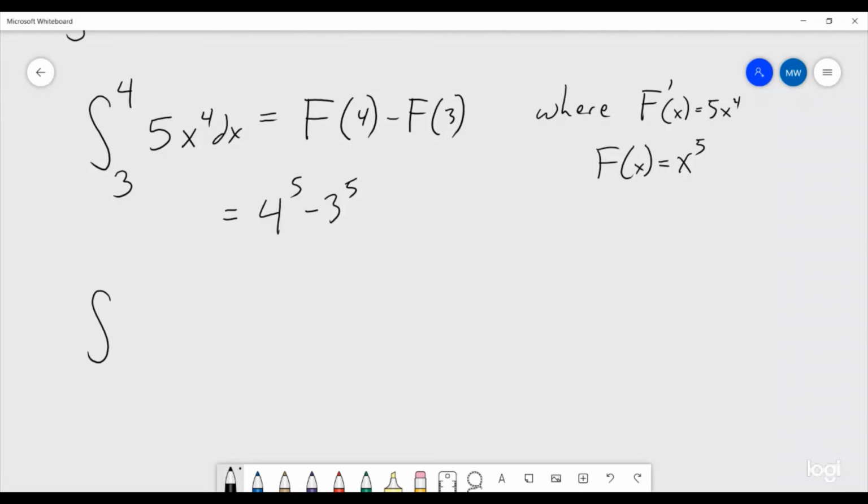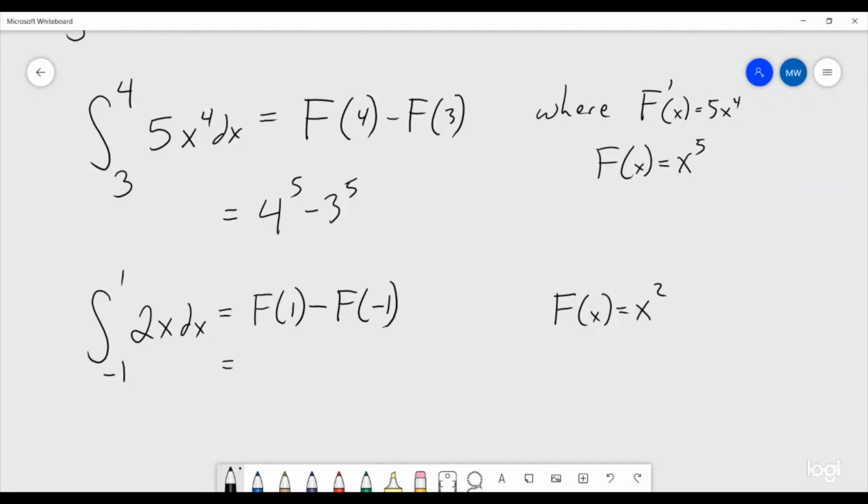So if we had the integral from negative 1 to 1 of, let's say, 2x, well, here our antiderivative might just be x squared, because the derivative of x squared is 2x. So this is going to be equal to f of 1 minus f of negative 1. So this is going to be 1 squared minus negative 1 squared, which is 1 minus 1, which is 0.